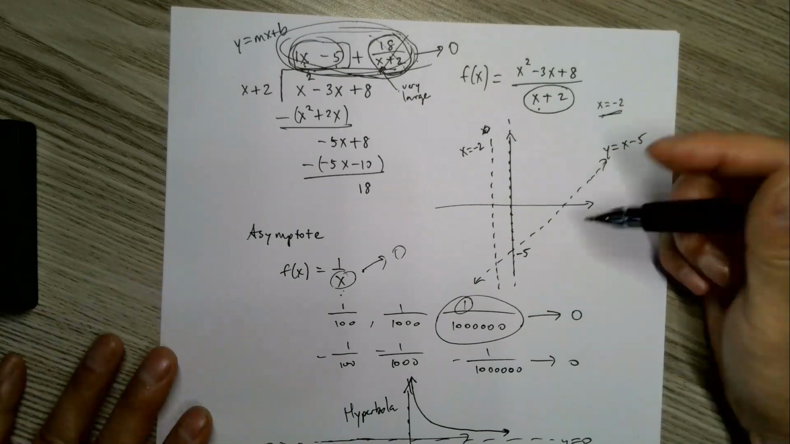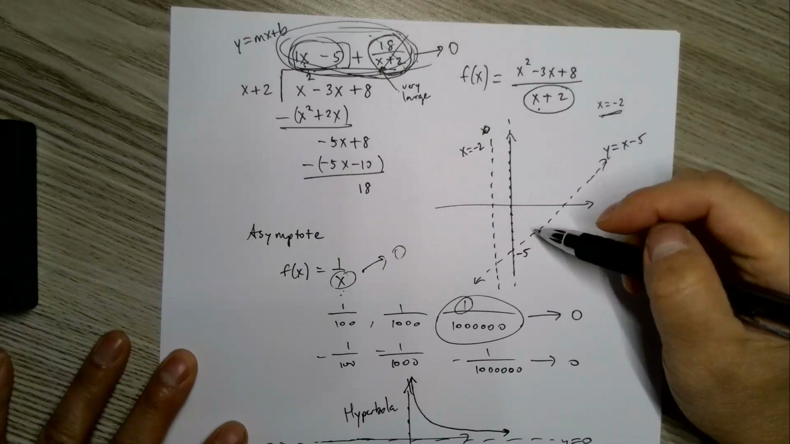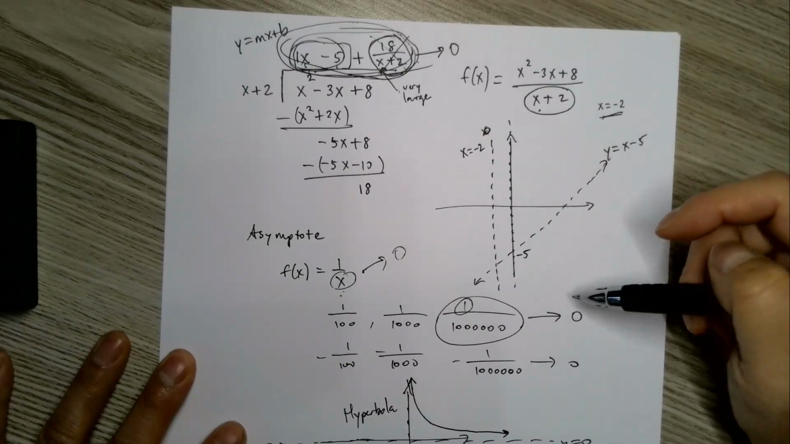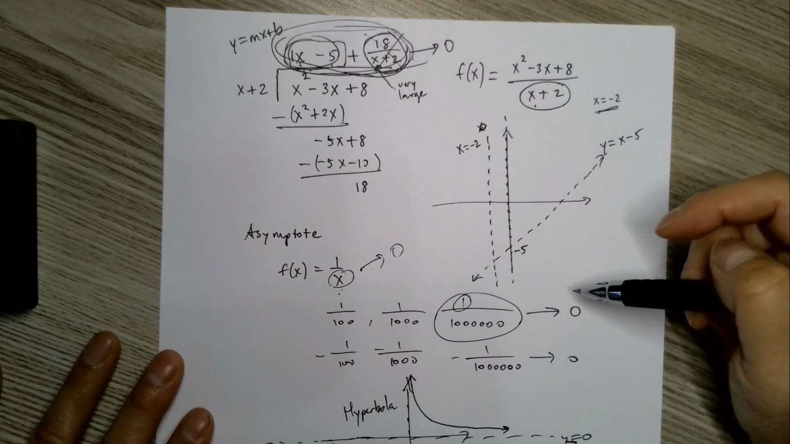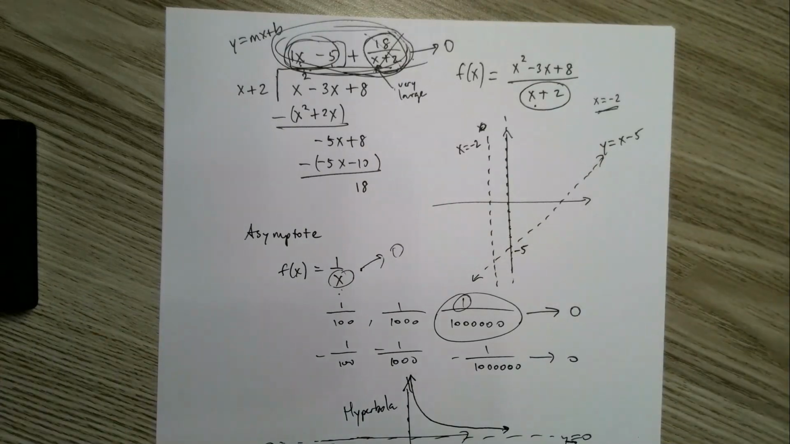And I'm going to leave off the graphing part for the actual function for another video. But this is how you get the asymptotes for a function that has one vertical one and one diagonal one using long division.